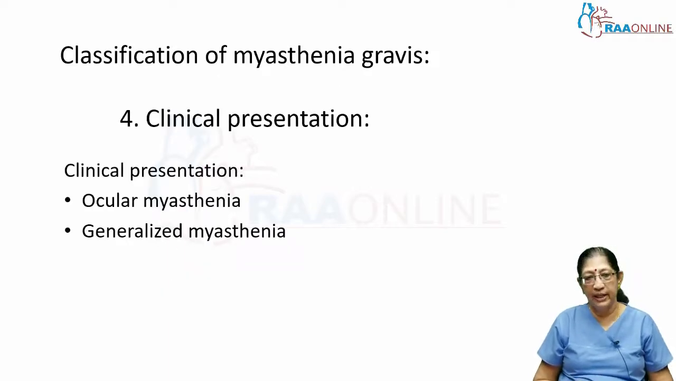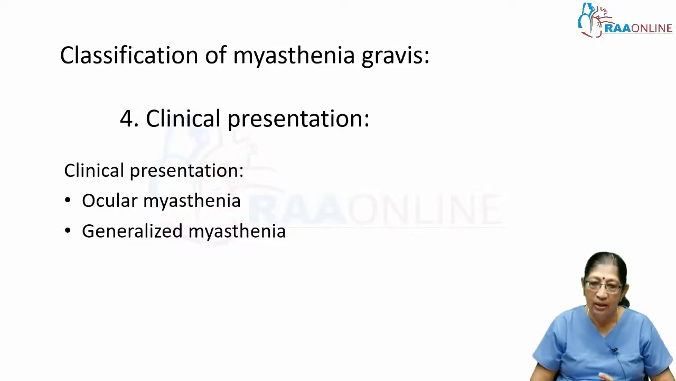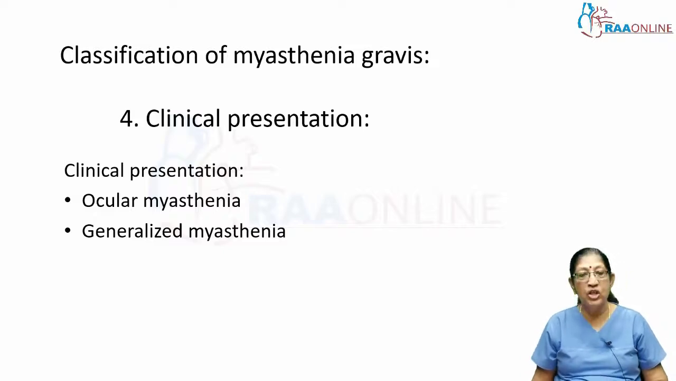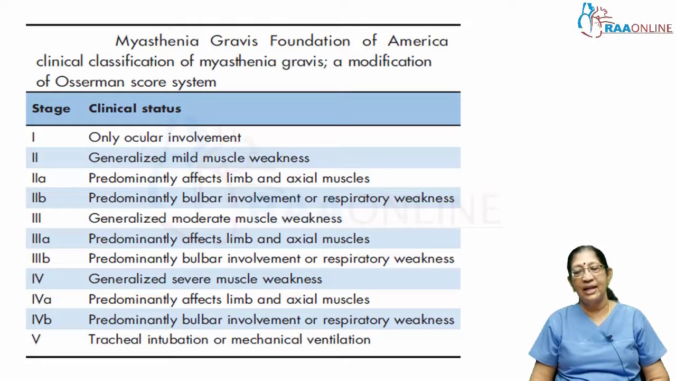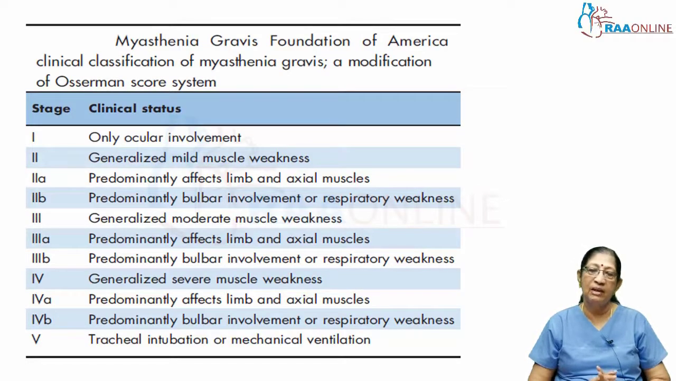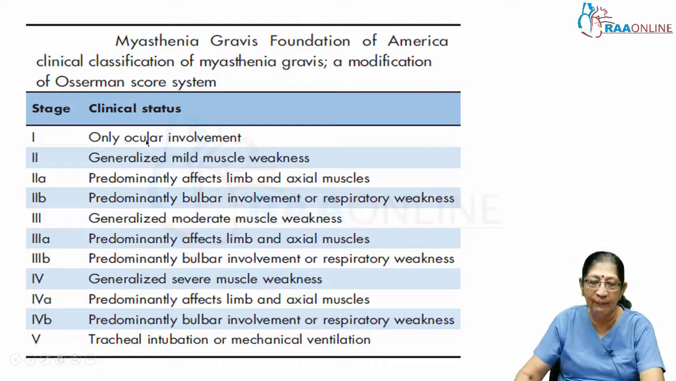On the clinical presentation, it can be just limited to the involvement of the ocular system, so it is known as ocular myasthenia, or it can spread and become generalized myasthenia, where other muscles are also affected. This is the latest classification given by the Myasthenia Gravis Foundation of America. It's a clinical classification. This is a modification of the older classification known as the Osserman.